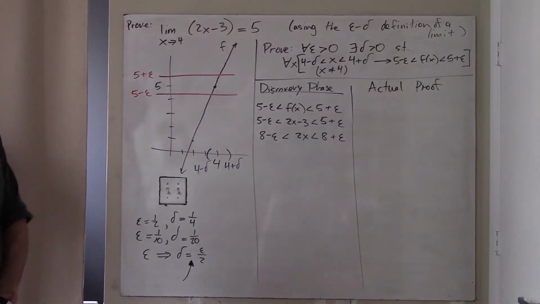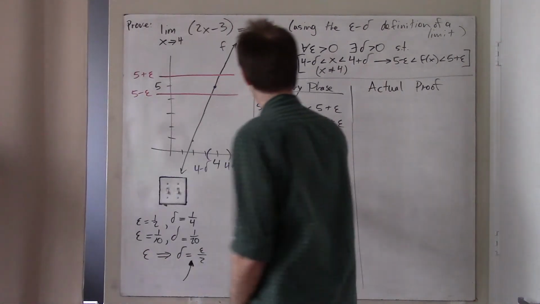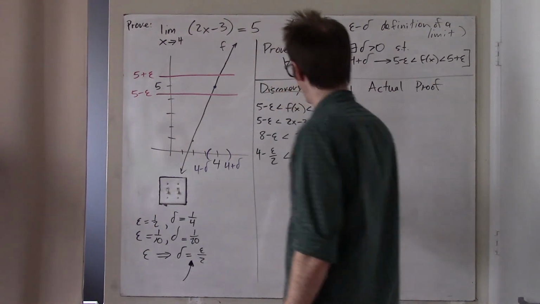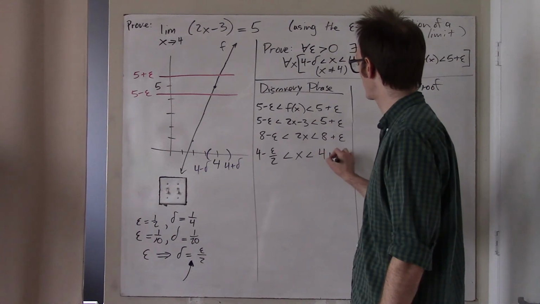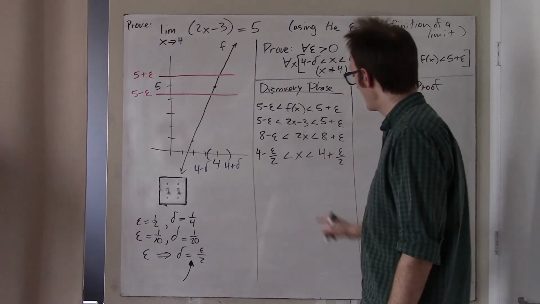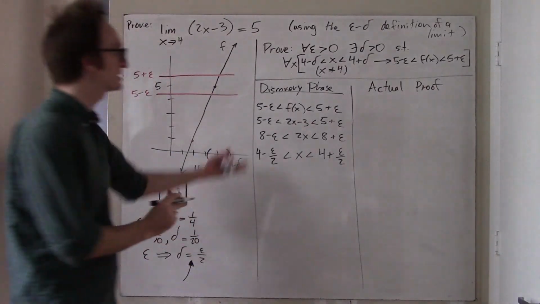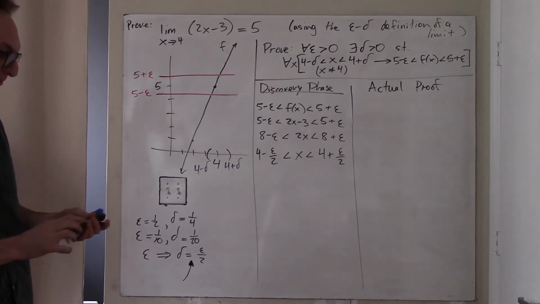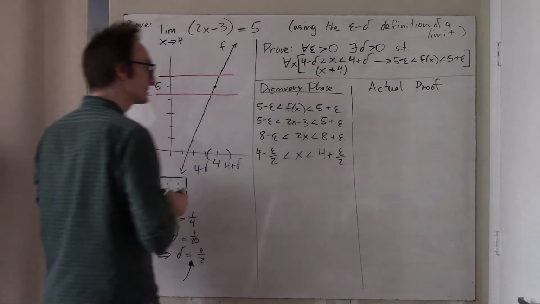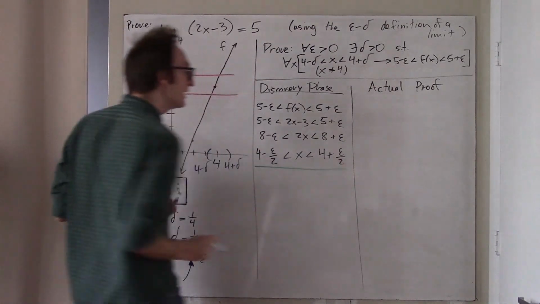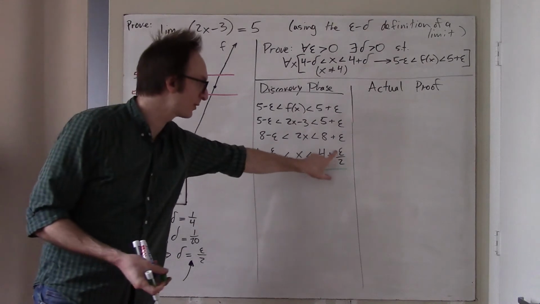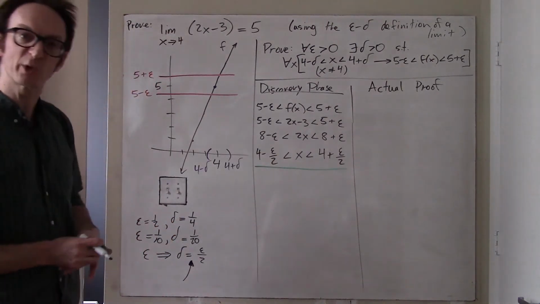And now let's divide by 2. If we divide by 2, I get 4 minus epsilon over 2 is less than x, which is less than 4 plus epsilon over 2. And now, kind of just staring us in the face, is a statement that says, well, if x is between 4 minus epsilon over 2 and 4 plus epsilon over 2, then we're good.